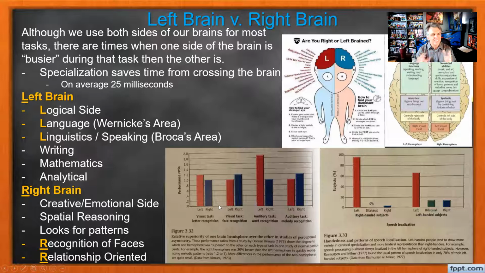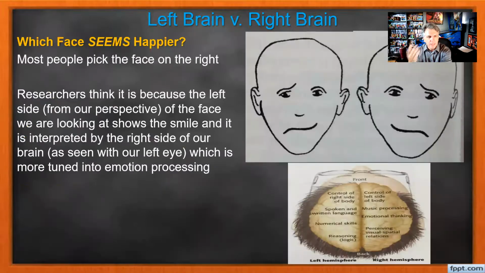So again, it's one side tends to be a little bit more active, and specialization saves from having to cross over because that's 0.25 milliseconds that it takes to get across the brain. A little bit more efficient.